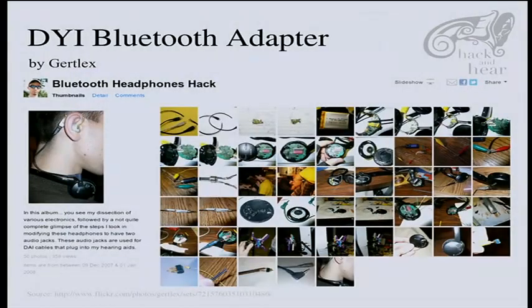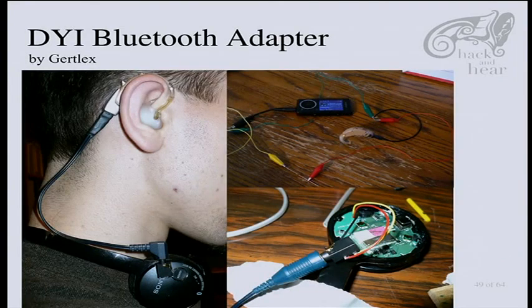There's one guy called Gertlex who built his own Bluetooth adapter. He posted this on Flickr, quite detailed. What you can see here is that he used a Sony wireless Bluetooth headset and hacked it in a way that you can connect the direct audio input cables from the hearing aids. The picture in the upper right corner shows the setup when he tested it. He didn't test it with his original hearing aids. He used an old one that he had, and he even used an old MP3 player because he was afraid of frying that as well. This is the precaution you have to take when you start frying your hearing aids. You cannot only fry your hearing aids, you can also damage your hearing even more, so you should be careful.